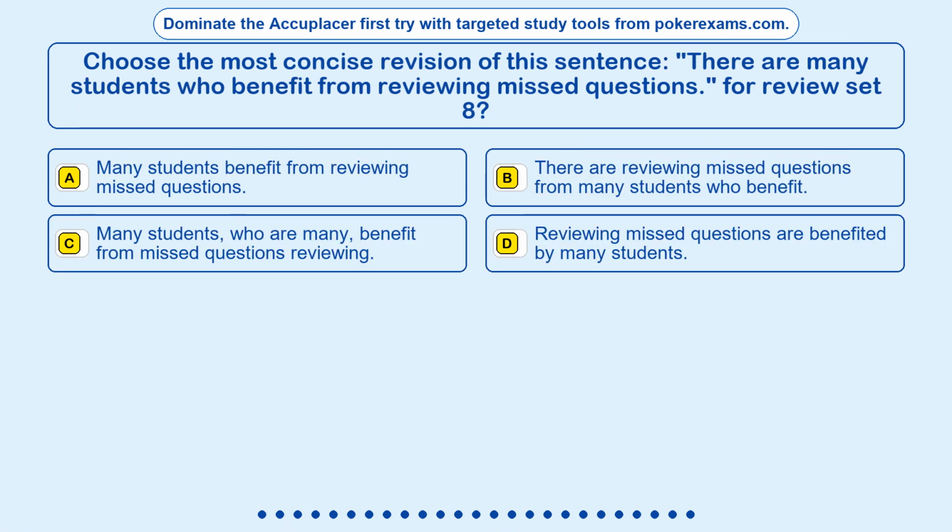Question 22. Choose the most concise revision of this sentence. There are many students who benefit from reviewing missed questions before review set 8. Option A. Many students benefit from reviewing missed questions. Option B. There are reviewing missed questions from many students who benefit. Option C. Many students, who are many, benefit from missed questions reviewing. Option D. Reviewing missed questions are benefited by many students.